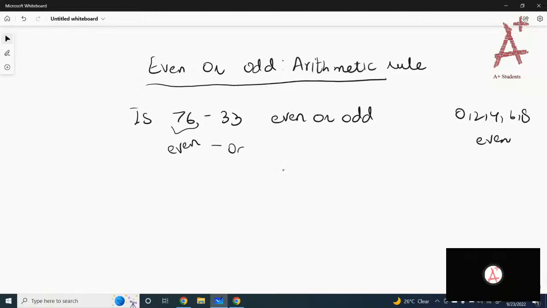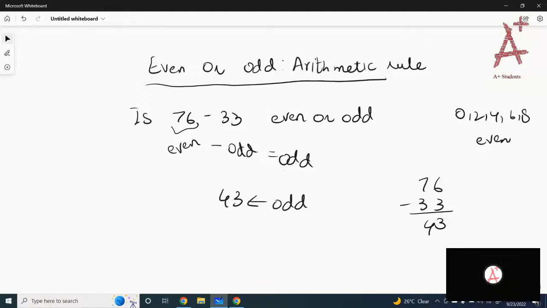So basically you are subtracting an odd number out of an even number. So when you subtract an odd number out of an even one, the answer must be odd. Got it? You can check by subtracting. So 76 subtract 33 is, just subtract them. 6 subtract 3 is 3 and 7 subtract 3 is 4. That means 43. So see, 43 is an odd number. Got it? Okay, move on to the next one.